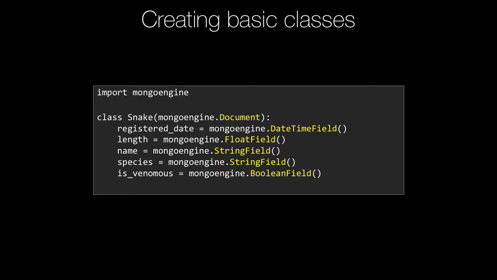And the snake, we make sure that it derives from MongoEngine.document. And then we specify the fields by passing along or creating these MongoEngine descriptors. So we said there's a registered date, and that's a MongoEngine.dateTime field. The length, that was a float. That was the length of the snake in meters. The name of the snake is a string, species is a string as well. And whether or not it's venomous, that's a Boolean, true or false. So you can see we can map out the types for this basic snake class really easily here.